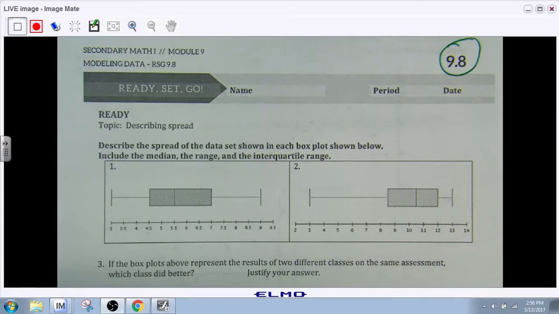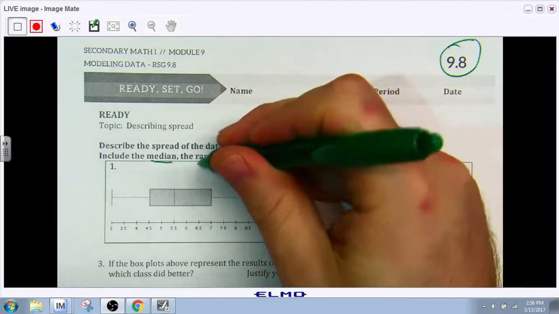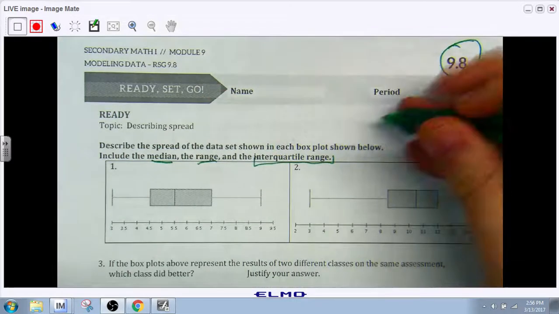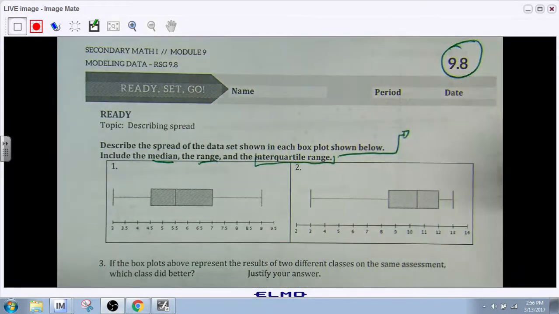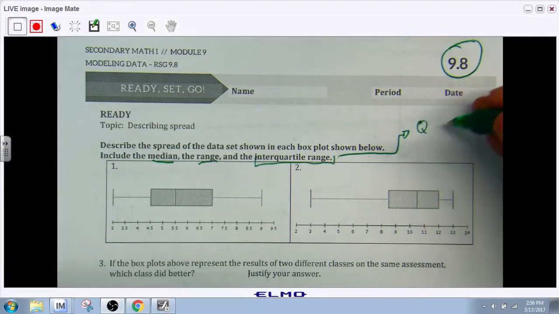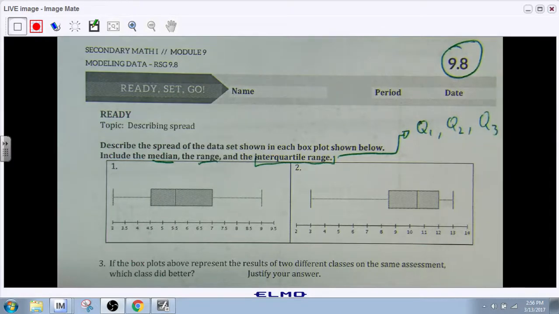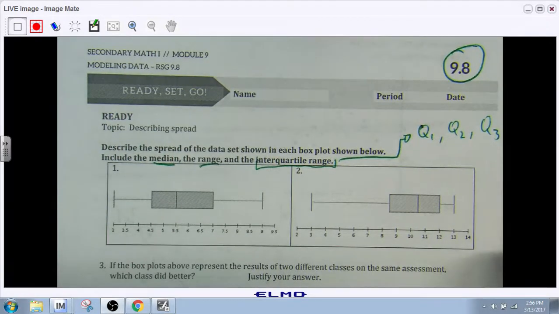We're going to start by describing spread. And so the first thing that it's looking for here is it's asking us to find the median, the range, and the interquartile range. And the interquartile range is just a fancy way of saying where the first quartile starts, the second quartile starts, and the third quartile starts. It's just a fancy way of saying that. So we can go ahead and do this no problem.